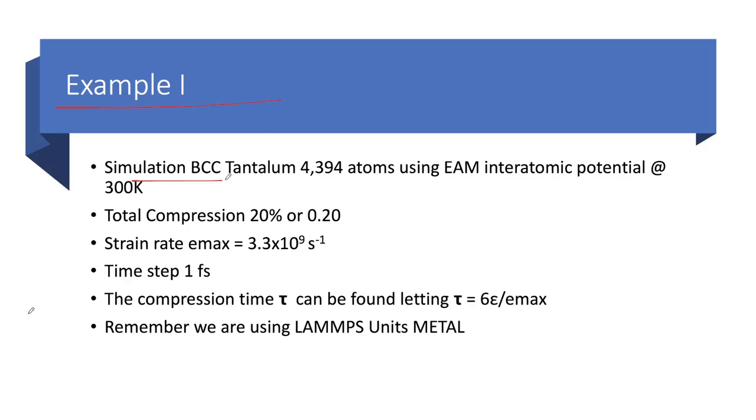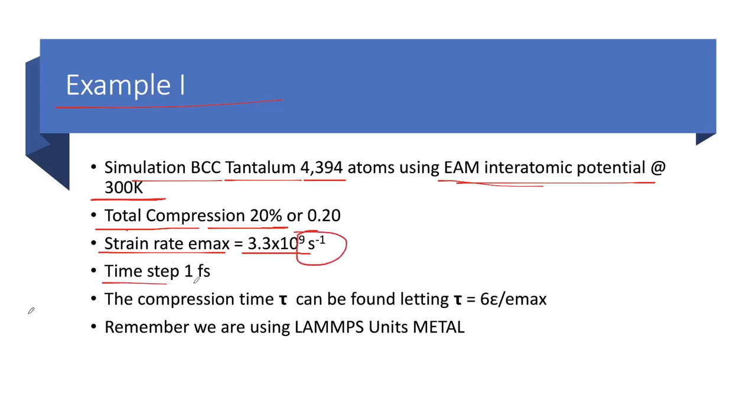I have a simulation of BCC tantalum using around 4,000 atoms. We're using an EAM interatomic potential, and we are at 300 Kelvin. We're going to try to do a total compression of 20%. The maximum strain rate is going to be 3.3 times 10 to the power 9 seconds to the negative 1. The time step is going to be 1 femtosecond. Then we can find the compression time, tau, by saying that tau is equal to 6 epsilon divided by the maximum strain rate, epsilon dot max.